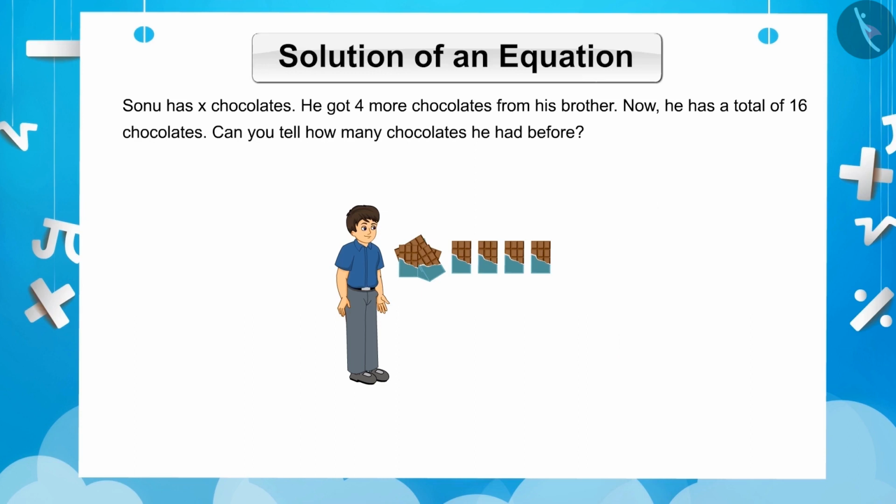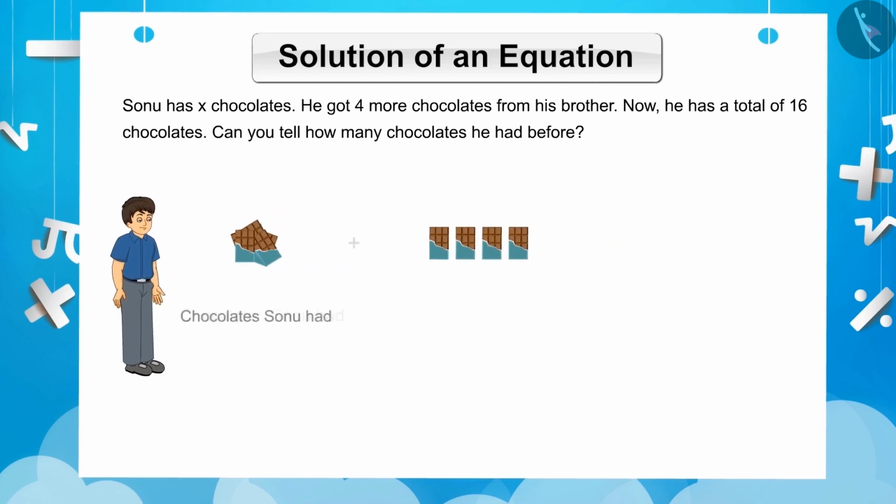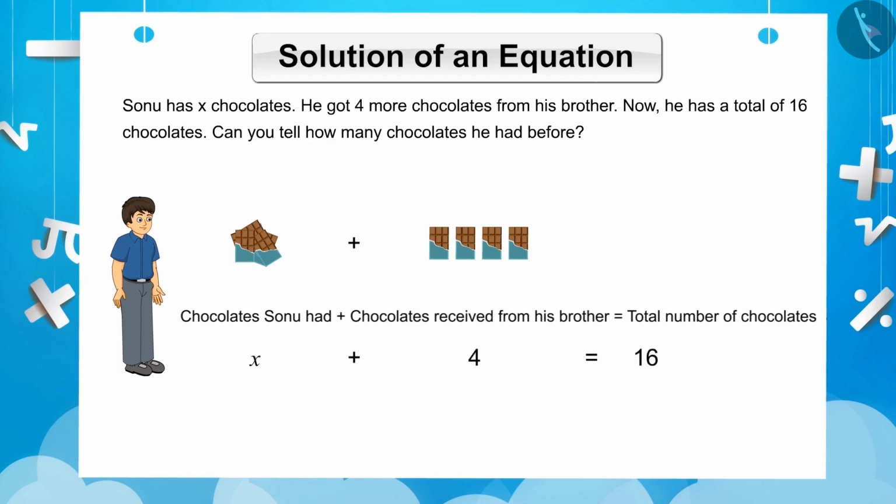Can you represent this situation in algebraic form? Please try it. Let us solve this together. We already know that the sum of the number of chocolates Sonu had and the number of chocolates his brother gave him gives the total number of chocolates. We can express it by this equation: X plus 4 is equal to 16, where X is a variable that represents the number of chocolates Sonu had before, whose value we need to find out.